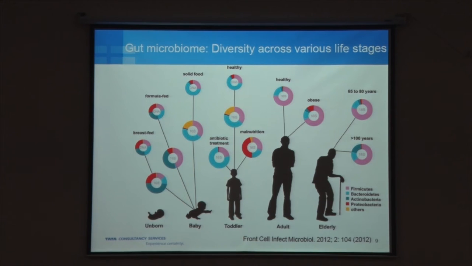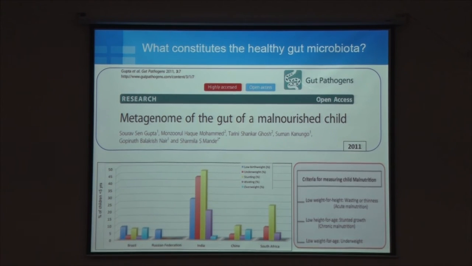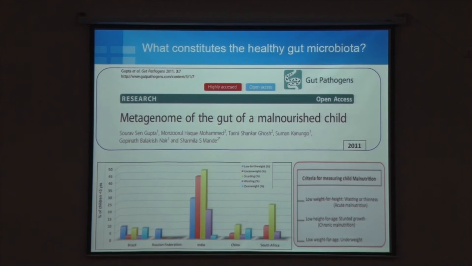So the question we asked is, what constitutes a healthy gut microbiome? This was about 5-6 years back, and it was the first time we wanted to study microbiome data, because I had only worked on the algorithms. So what we did, along with Dr. G. B. Nair, is we looked into the guts of two children. One was severely malnourished and another was absolutely healthy. And these two children were from a slum area in West Bengal.